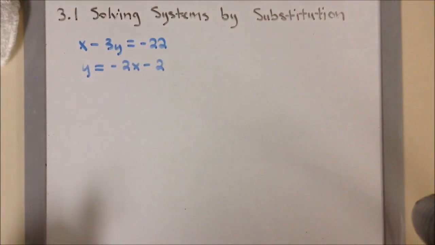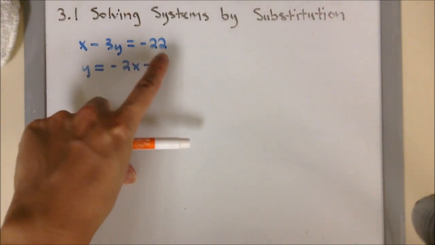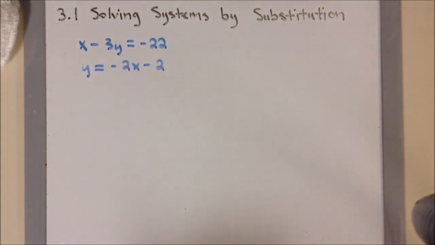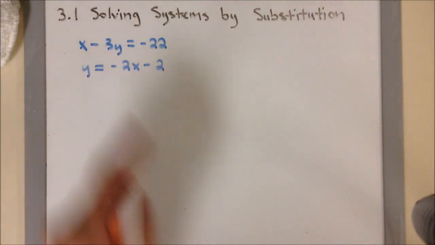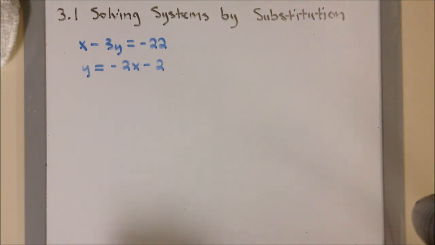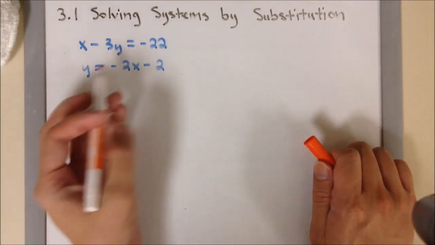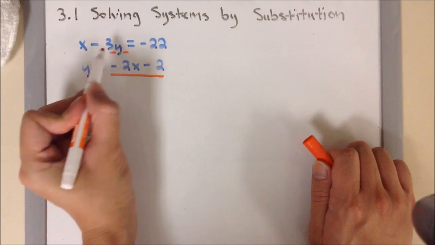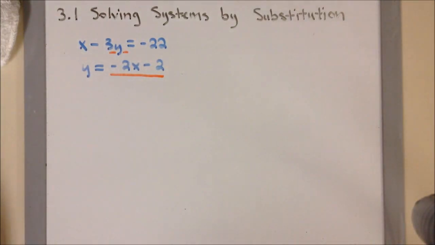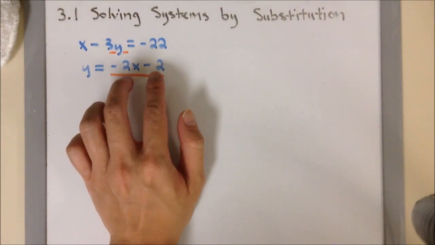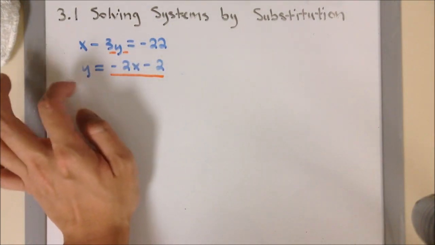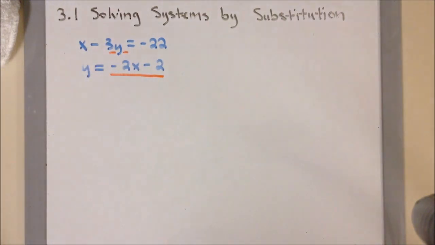In example 3, our first equation is x minus 3y equals negative 22. Second equation, y equals negative 2x minus 2. So it's different from the first two examples where one equation has the y by itself. So simply, where y equals negative 2x minus 2, we're going to plug that into the y from the first equation. So I repeat, we're going to plug in negative 2x minus 2 into the y value in the first equation because the second equation is y equal, meaning y is by itself.